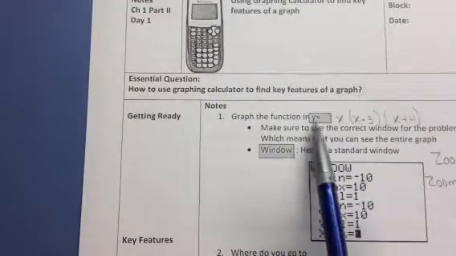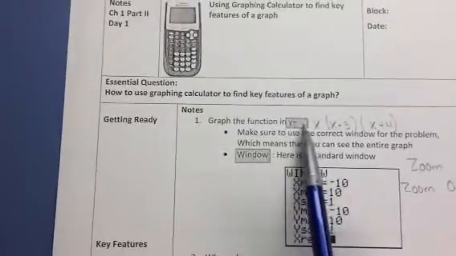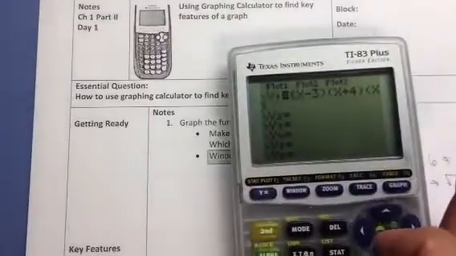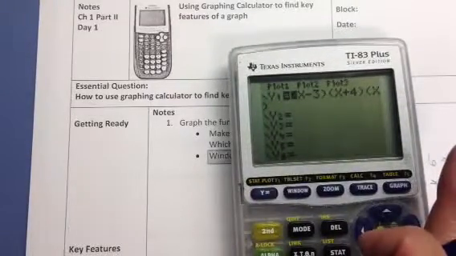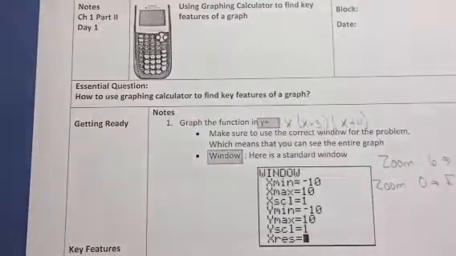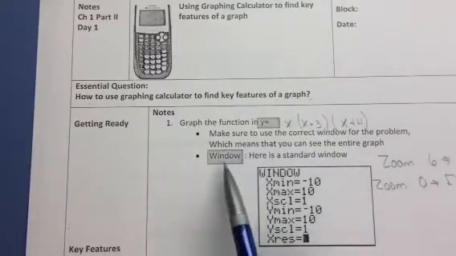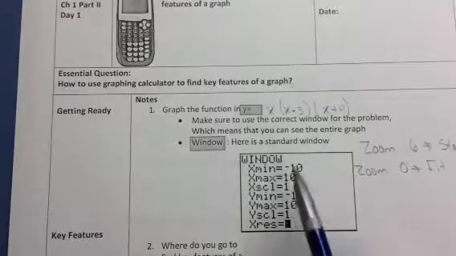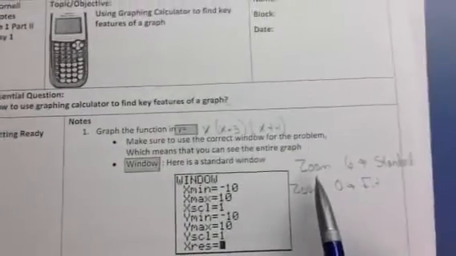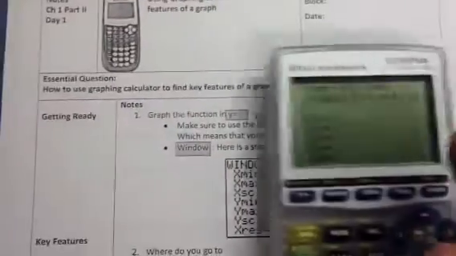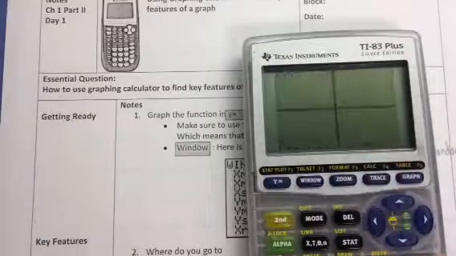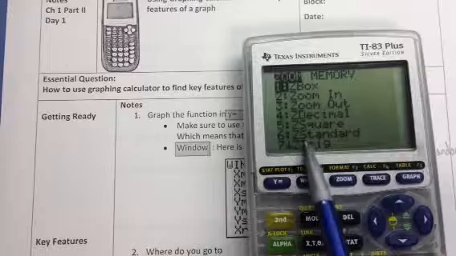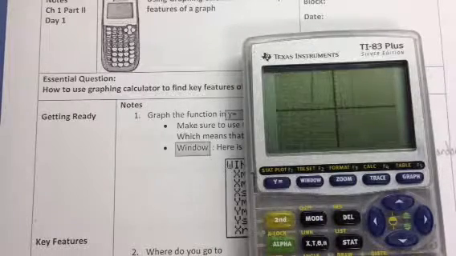So first we're going to graph this function. I need for you to press the y equals button and type this in. And then we want to graph this, so the first way to graph is a standard window. This is the standard window, so you can either press the window and type those in, but you can also go to Zoom 6 and choose standard. So you can just press 6.